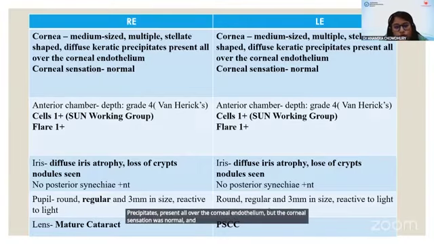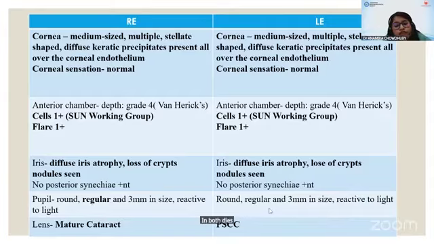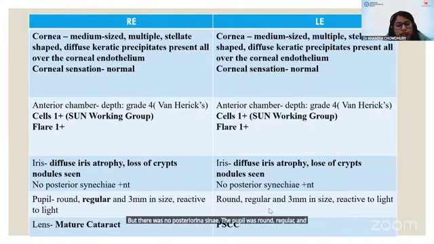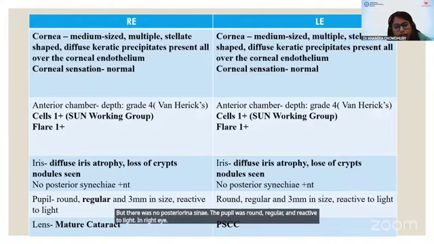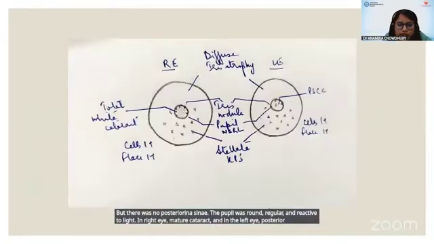Anterior chamber was of normal depth, but cells 1 plus and flare 1 plus were present in both the eyes. In both the eyes, there was diffuse iris atrophy with loss of iris crypts, and nodules were also seen, but there was no posterior synechia. The pupil was round, regular, and reactive to light. In the right eye, mature cataract, and in the left eye, posterior subcapsular cataract.